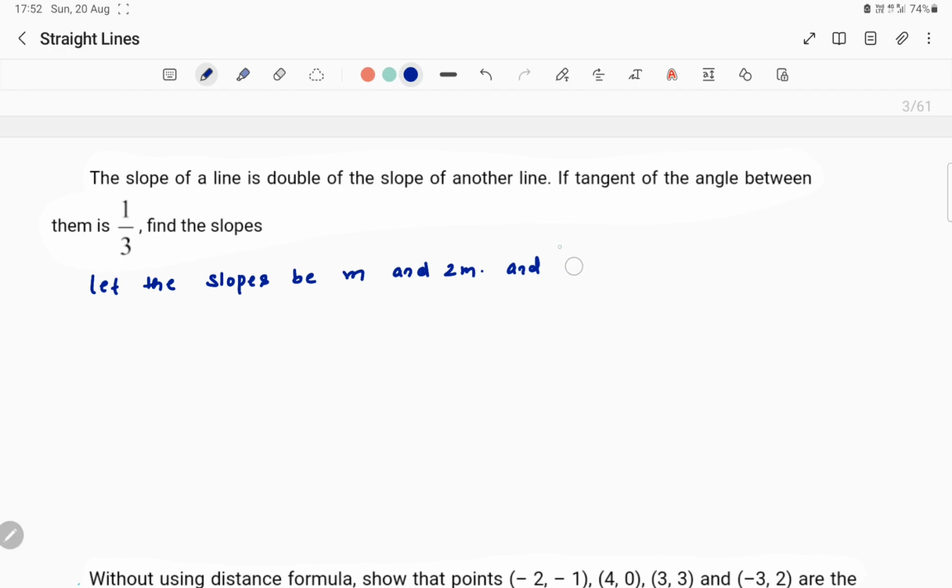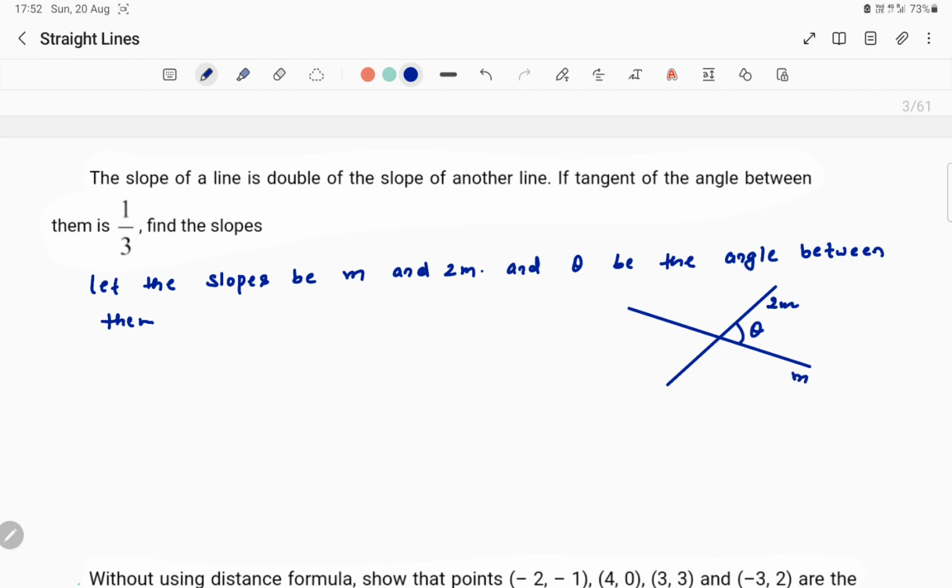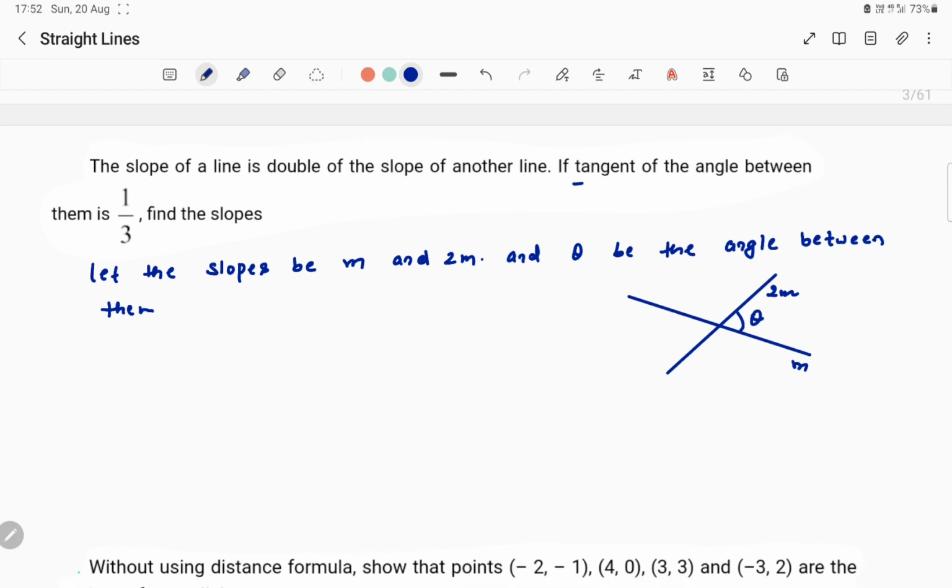Theta is not given, and let's say theta is the angle between them. Pictorially, if I have to show, let's say this angle is theta, this is m, and this is 2m. Now what they're telling, the tangent of the angle, indirectly is that tan theta is 1 by 3.